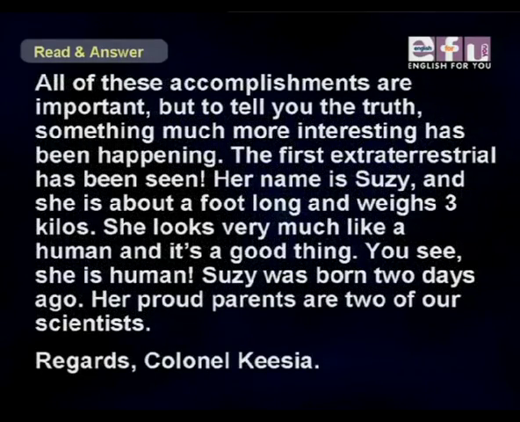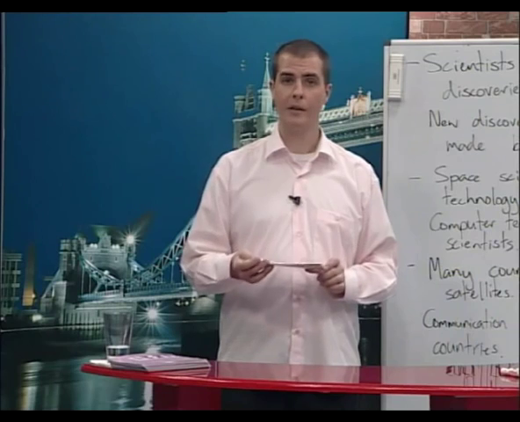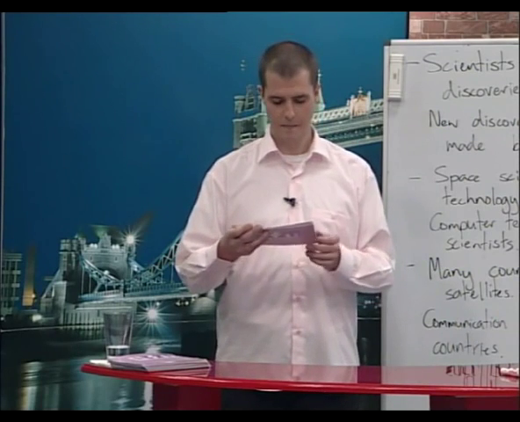All of these accomplishments are important, but to tell you the truth, something much more interesting has been happening. The first extraterrestrial has been seen. Her name is Susie, and she is about 1 foot long and weighs 3 kilos. She looks very much like a human, and it's a good thing. You see, she is human. Susie was born two days ago. Her proud parents are two of our scientists. Regards, Colonel Kisia.